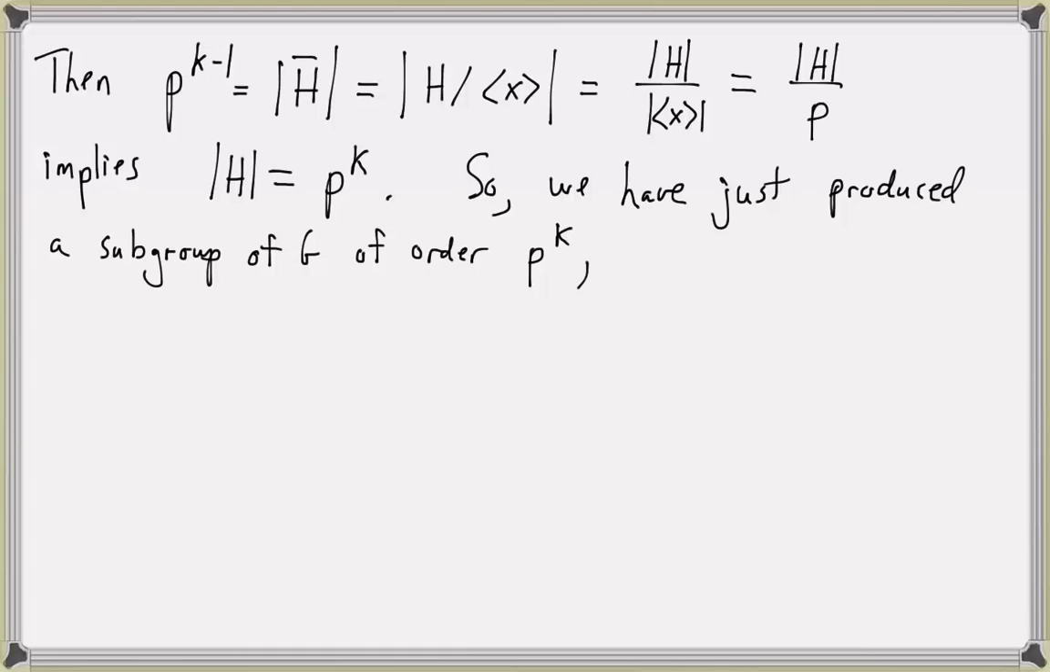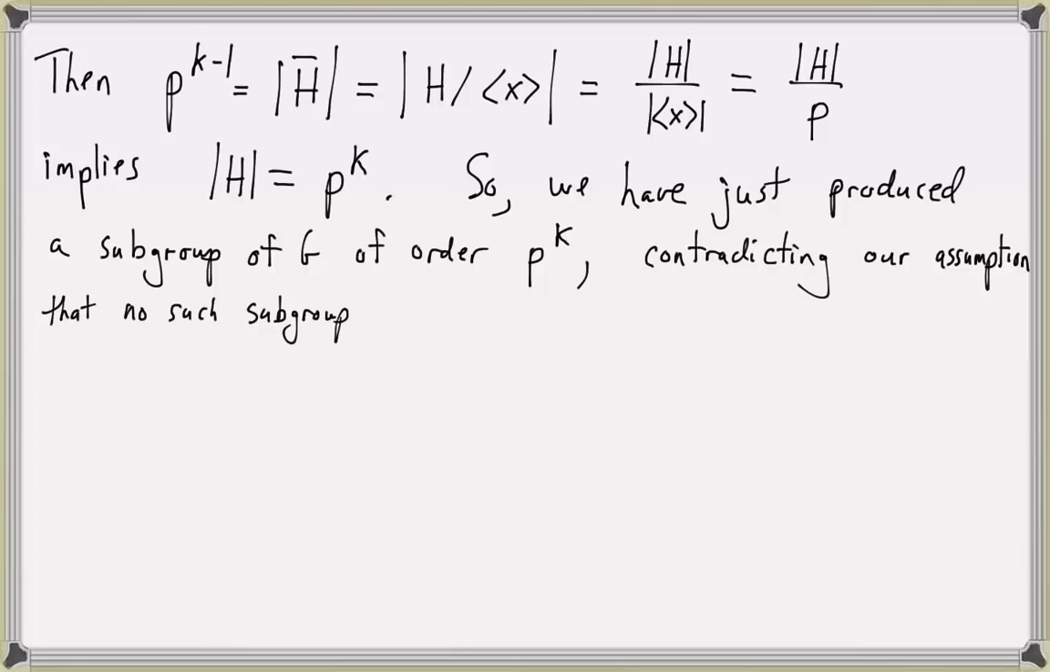This contradicts our assumption that no such subgroup exists. Our assumption was, if we recall, that P to the K does not divide the order of any proper subgroup of G. And this assumption led to a contradiction. So it must be the case that we originally had a subgroup whose order is divisible by P to the K, and then we can apply the inductive hypothesis to that subgroup, and that finishes the proof of Sylow's theorem.